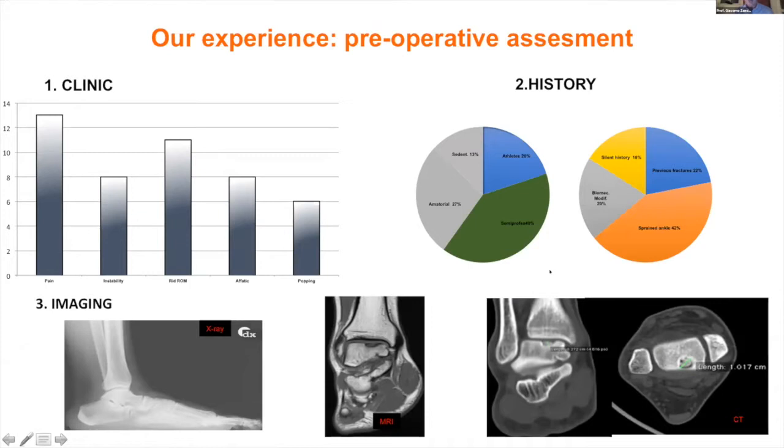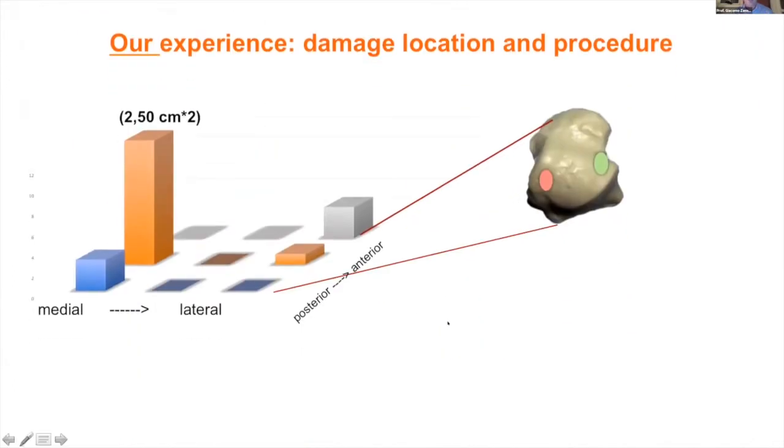From the imaging, we make the X-rays, the weight-bearing X-rays, and generally we use the MRI. Sometimes the patient came with a CT scan, so we generally use even this kind of exam. In our experience, the damage location, you see, was more frequent in the medial side, while the anterolateral was the second side more frequent.